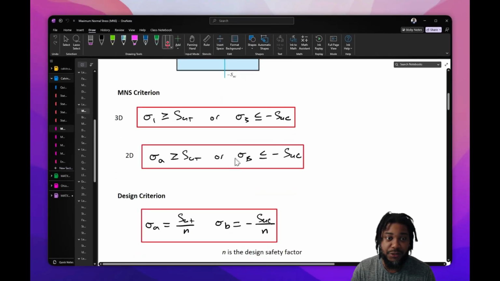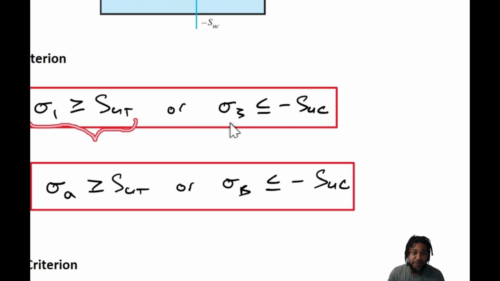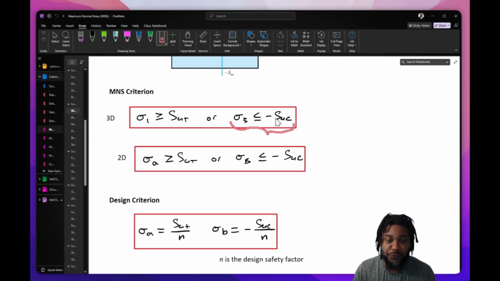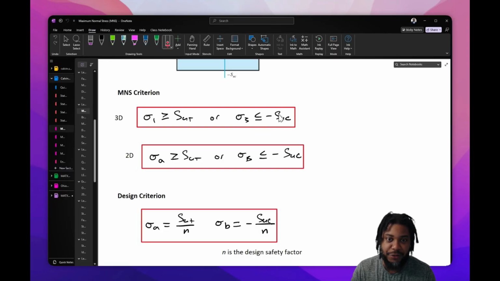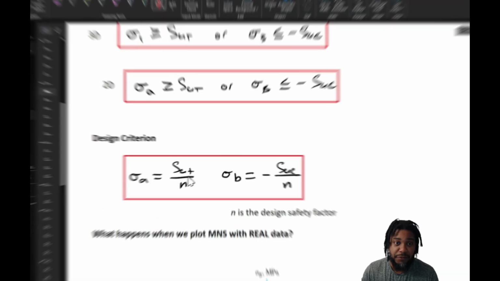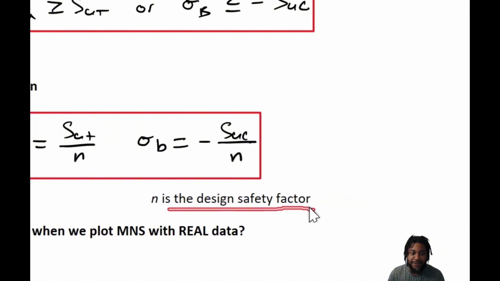The criterion is defined as two equations. If the first principal stress is greater than the tensile strength, or if the third principal stress is smaller than, is more negative than, the compressive strength, then yielding or failure occurs. To turn it into a design criterion, we simply replace the inequality with an equal sign and divide the property by n, our design safety factor.